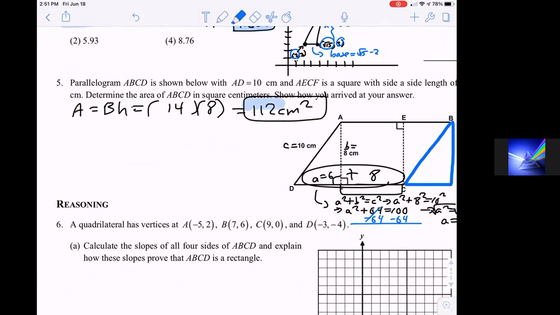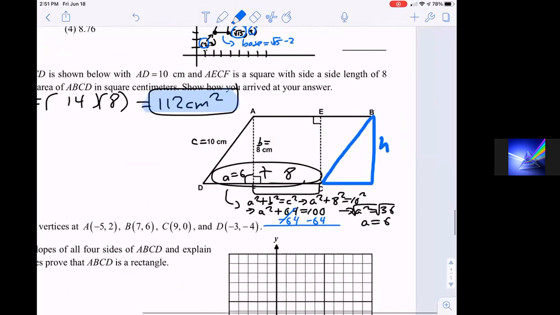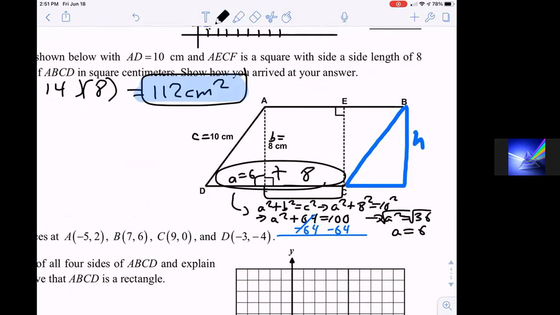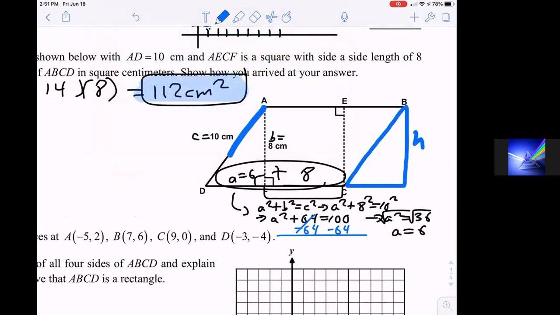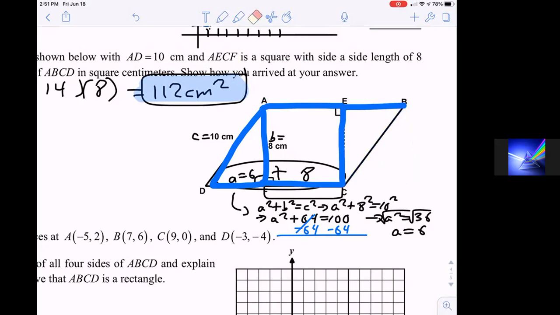Okay. Now, of course, there's always a longer way to do things. The longest way to do this problem would be to find the area of this triangle right here, find the area of that triangle right there, find the area of that square right there, which you know is 64, 8 times 8 is 64, and find the area of that triangle right there. Okay, that would be the long way to do it, essentially. But all three of those areas would indeed add up to 112. The easiest way is just to take the base of the entire parallelogram times height, just like you would a rectangle.